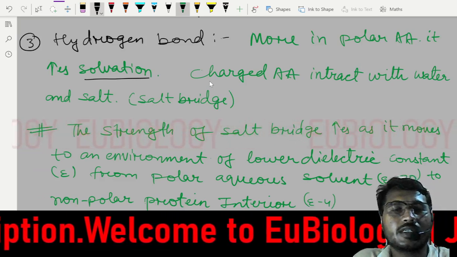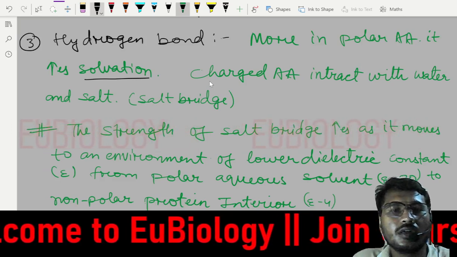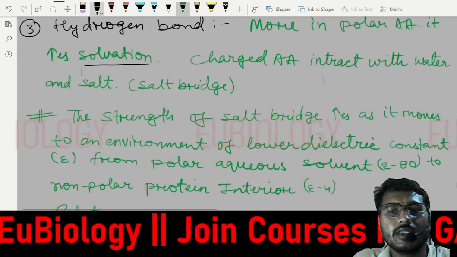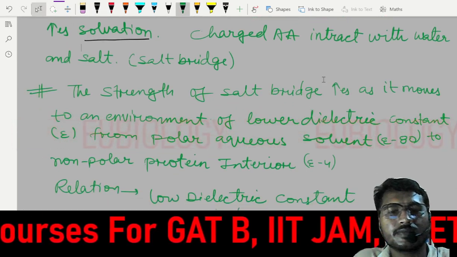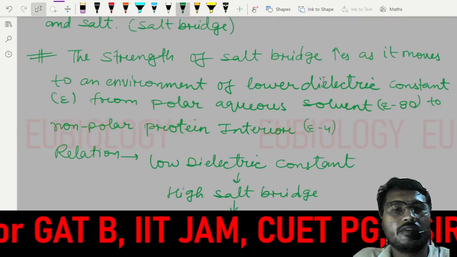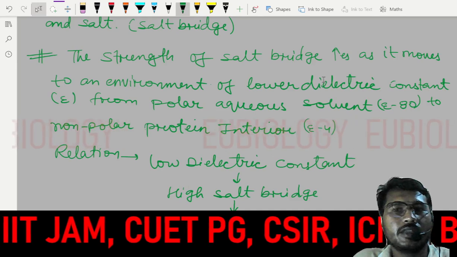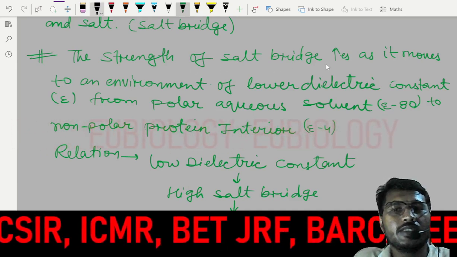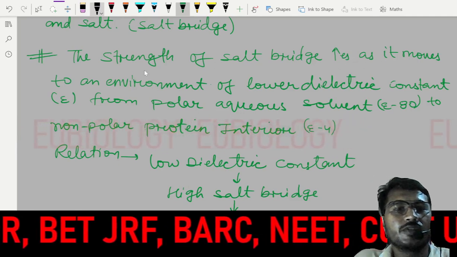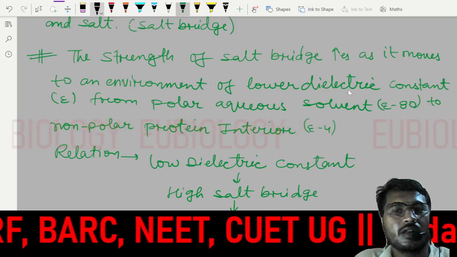So is it good for protein stability? We'll see, as solvation increases, there will be an increase in the stability of the protein. The strength of the salt bridge increases as it moves to an environment of lower dielectric constant.